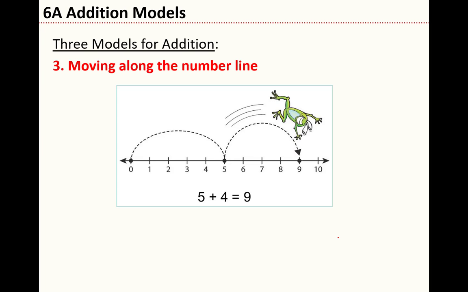Our third model is moving along the number line, and this is the most abstract of all. The number line itself is a fairly abstract idea. It's not like we see number lines in real life. But if I wanted to demonstrate 5 plus 4, I can imagine starting at 0, moving 5 to the right, and then moving 4 to the right, and seeing what number we end up at. We end up at 9, so 5 plus 4 is 9. One of the powerful things about the number line addition is that it also leads naturally to the idea of subtraction.